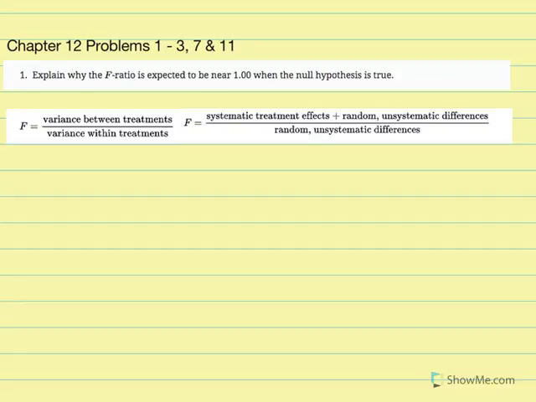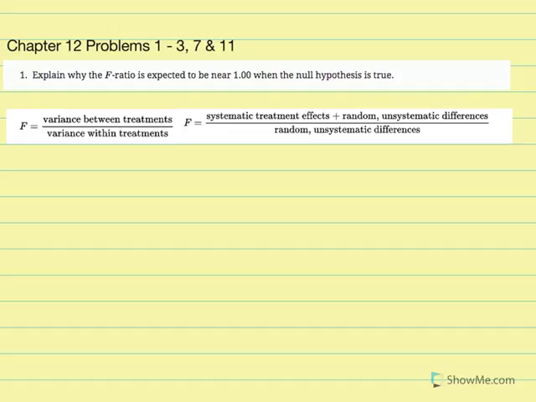Chapter 12, Problems 1 through 3, 7, and 11. These problems pertain to the ANOVA test, analysis of variance. Number 1, explain why the F ratio is expected to be near 1 when the null hypothesis is true.